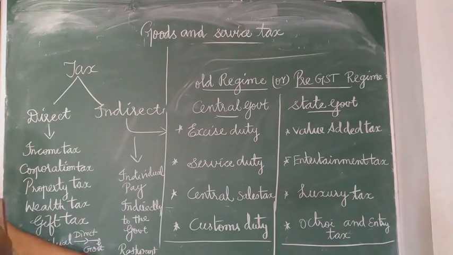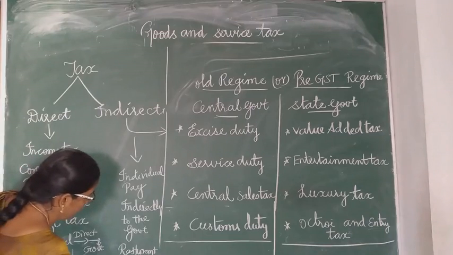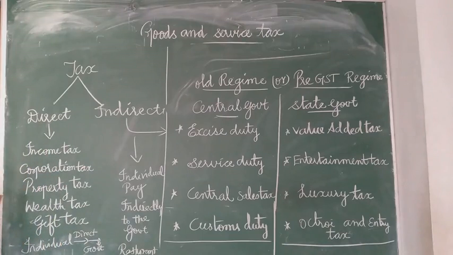Here indirect tax is imposed indirectly to the government by the individuals. For example, as I already told you, what is paid on restaurant bills, and we are paying for a movie ticket. These are all the things we can take as examples. And when we go to a hotel, for that we are paying money. So in that, everything will come under indirect tax.